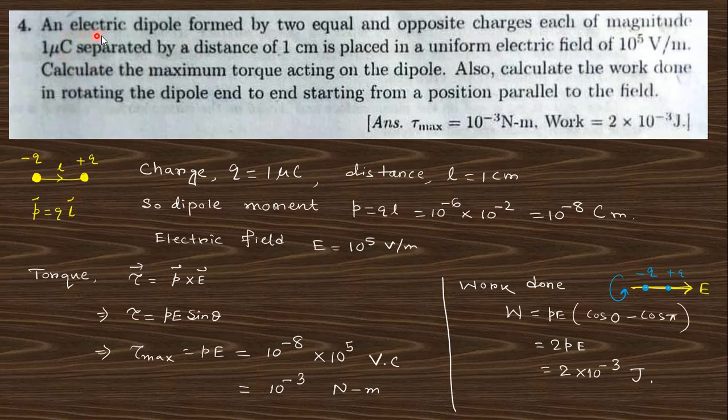Question number 4 says an electric dipole formed by two equal and opposite charges with this magnitude, separated by this distance. So these two are equal charges with magnitude 1 microcoulomb and the distance is 1 centimeter, placed in a uniform electric field. Calculate the maximum torque. You know torque equals P cross E, so the value of tau is PE sin theta. This will be maximum when sin theta is 1. So the maximum tau will be PE, and P equals nothing but QL. So put the value of QL in E, and we will get this expression for the maximum value of tau.